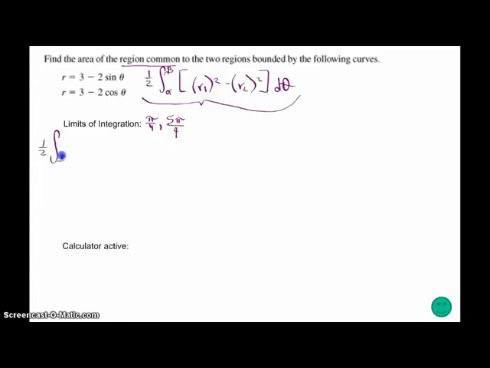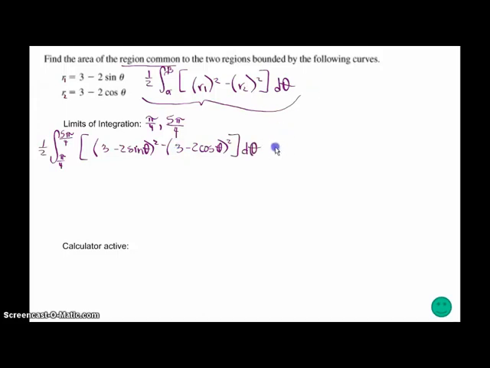Our lower limit of integration is pi over 4. Our upper limit of integration is 5 pi over 4. We're going to have our r sub 1, we called this r sub 1, we called this r sub 2, and that's how we've got them in our calculator. So 3 minus 2 sine of theta quantity squared minus 3 minus 2 cosine of theta quantity squared d theta.